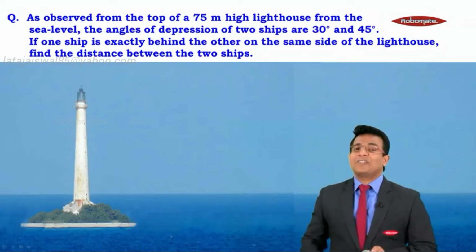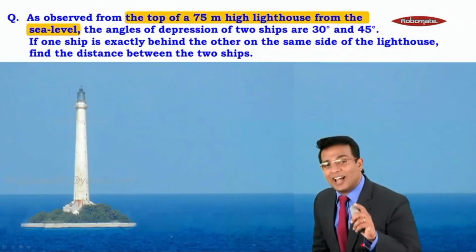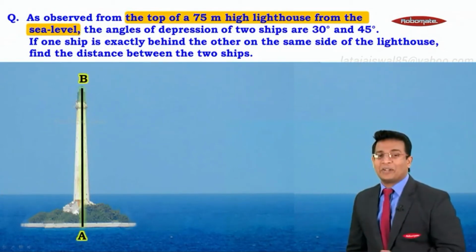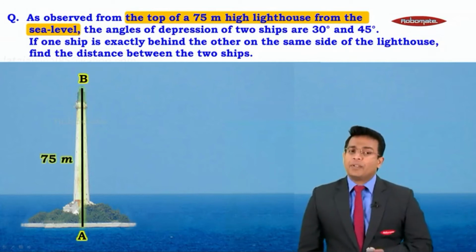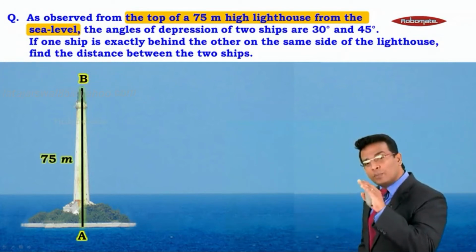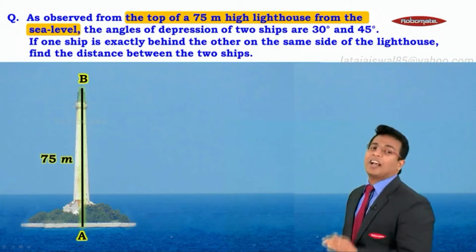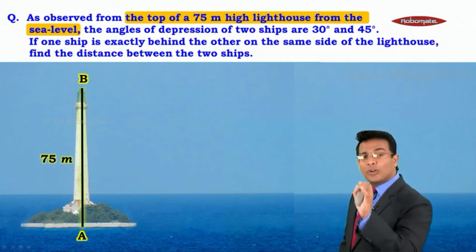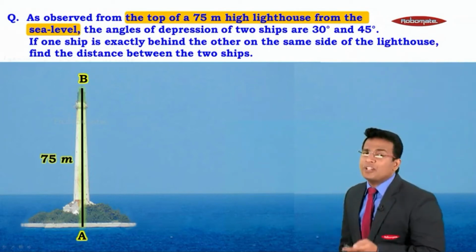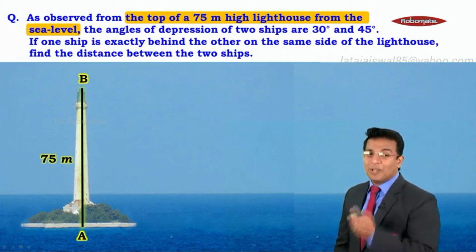The very first thing is, when you read the first statement, you understand there's a 75-meter lighthouse from the sea level. So from the sea level, the height of the lighthouse is 75 meters. And it says as observed from the top of the lighthouse. That means there is an observer at the top, at point B. In this sum, you don't have the height of the observer, so the observer is taken as a point at B. From there, the angles of depression are made. That means he is going to see at a lower level, below the horizontal line.